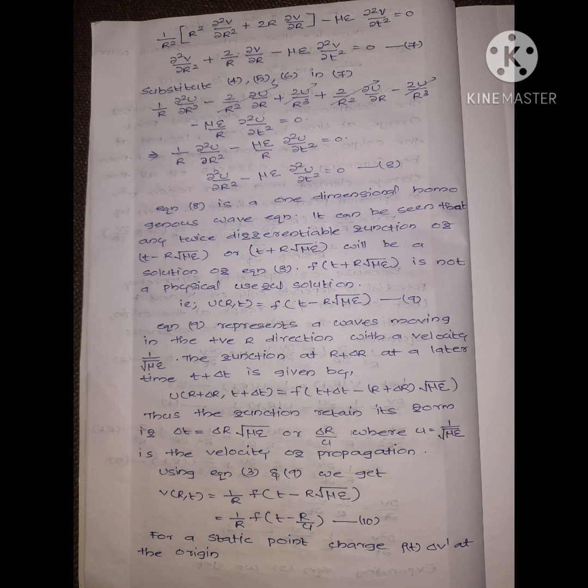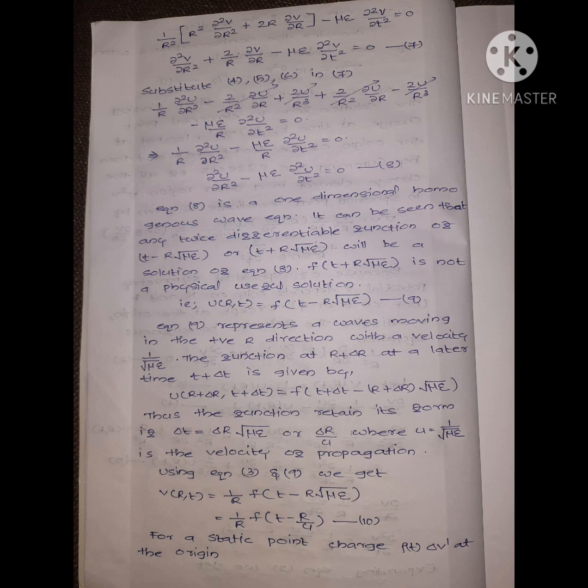The solution of this equation is any twice differentiable function of t − r√(με) or t + r√(με). But the function of t + r√(με) is not a physically useful solution. So we take the solution u(r,t) = f(t − r√(με)). Here the wave is moving along the positive r direction with velocity 1/√(με).